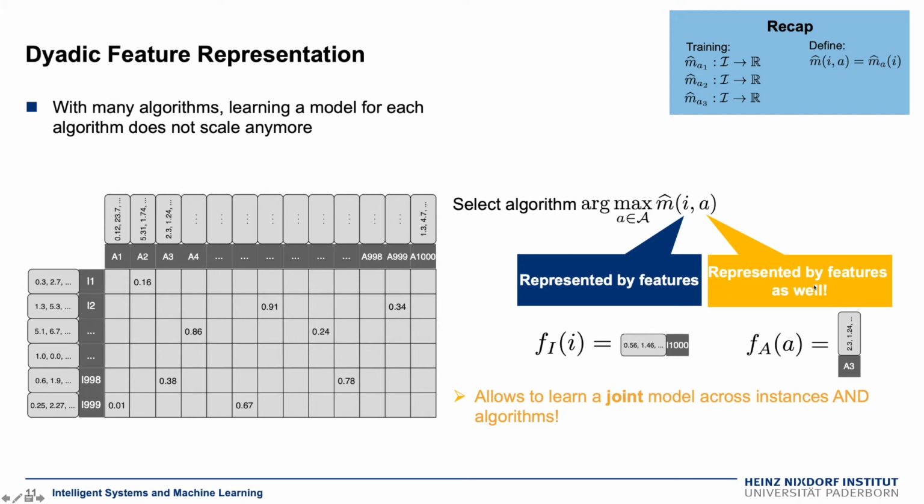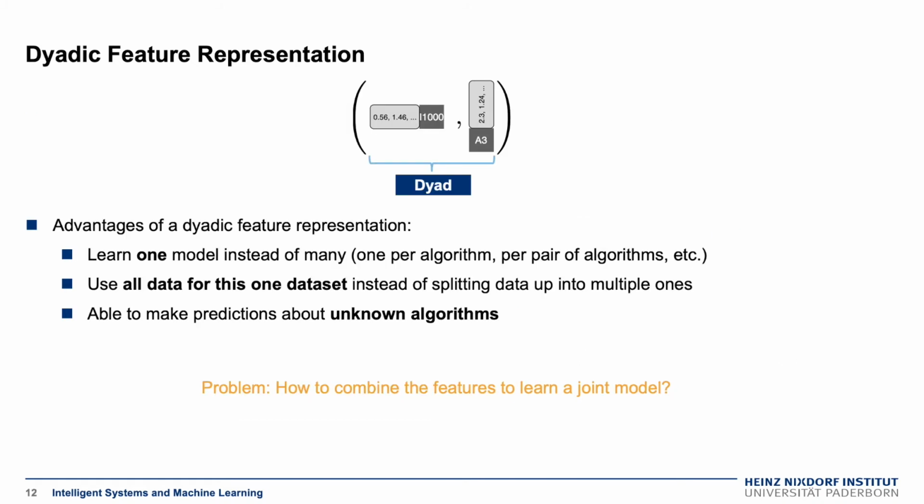Now, that of course assumes that we also have a feature function for the algorithms and not only for the instances, that somehow represents the algorithms in terms of meaningful features. The cool thing about this idea is that it allows us to learn a joint model across instances and algorithms, and we don't have to learn a model per algorithm anymore, which also means we can much better use the training data.